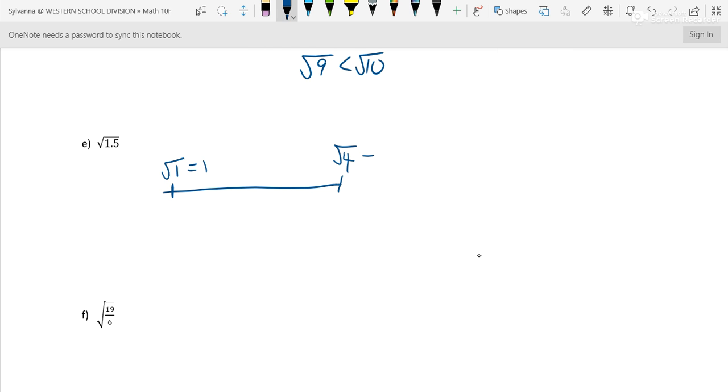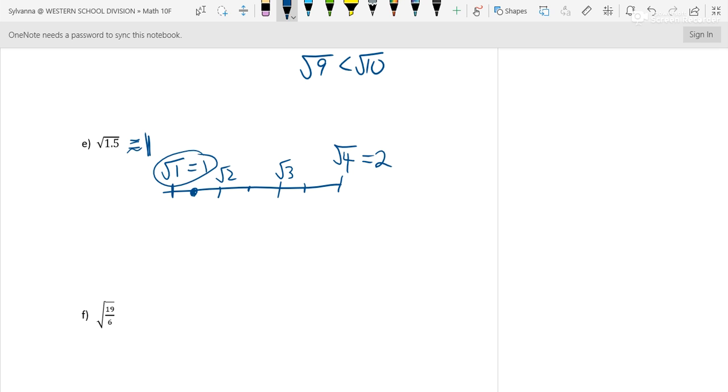Which the root of 1 is 1 and the root of 4 is 2. And we know that root 2 sits in here and root 3. So root 1, root 2, root 3, root 4. And 1.5 would be in between root 1 and root 2, right here. So this would be equal to, or about equal to 1, because my endpoint here is 1.